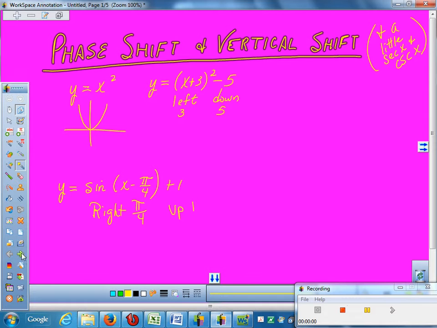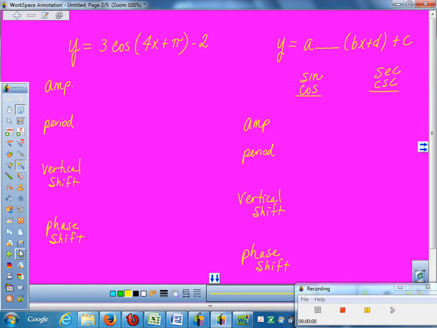Okay, so we're going to try one here. I have an equation up here, y equals 3 cosine of the quantity (4x plus pi) minus 2. So now there are 4 parts you have to find before you can start drawing any trig graph. You need to find the amplitude, which, if you recall from the other day, is the height of the wave off the axis. The period, how long the wave takes to do one cycle. And then, of course, vertical shift and phase shift.